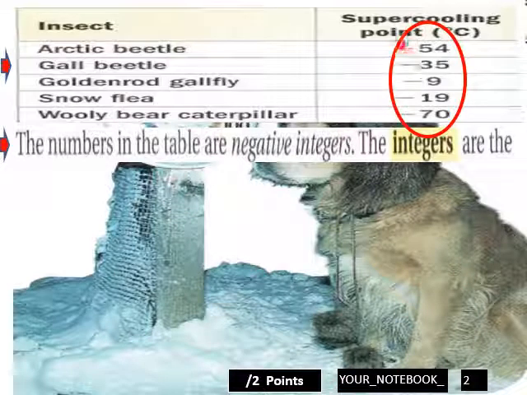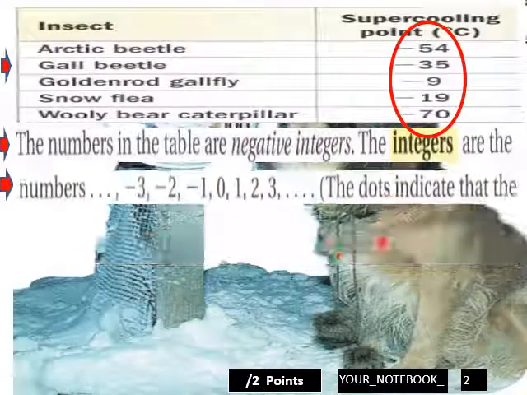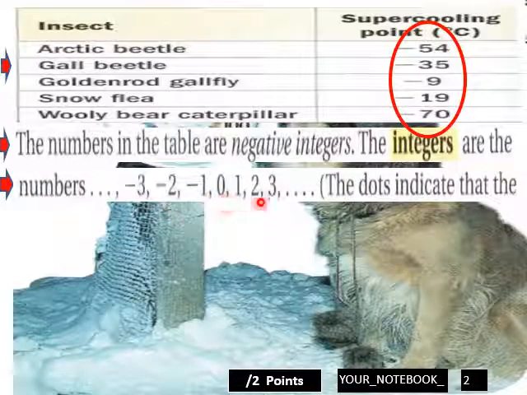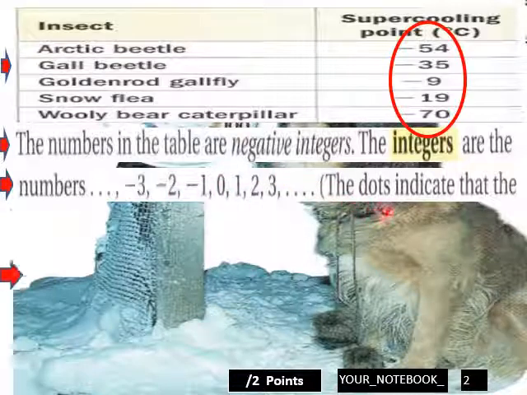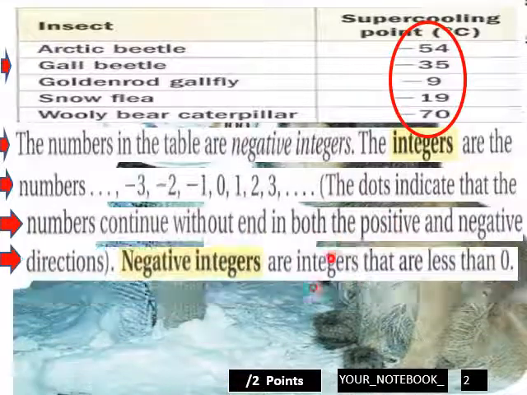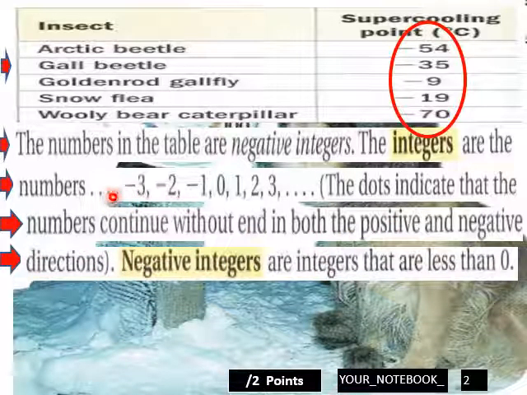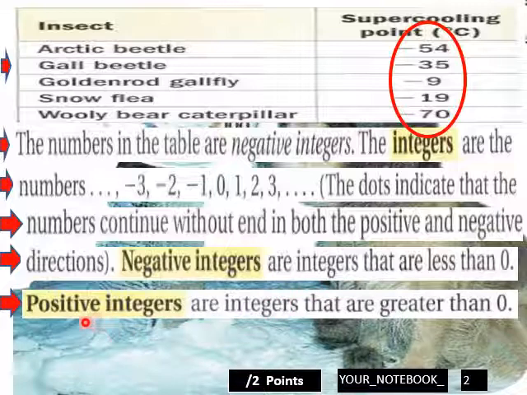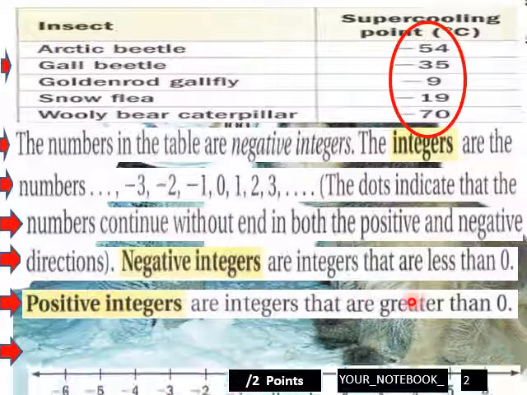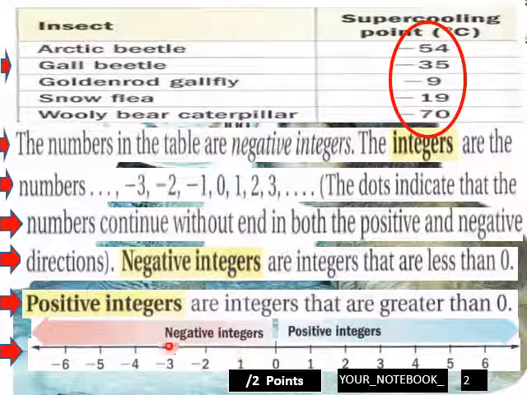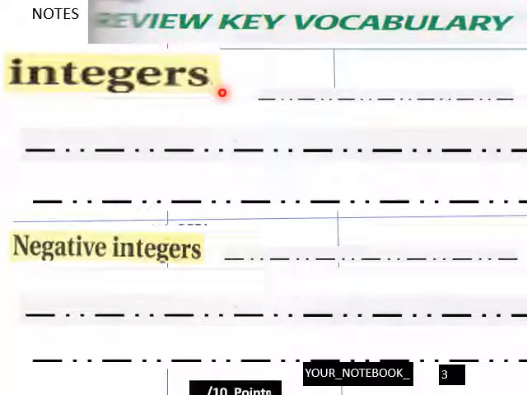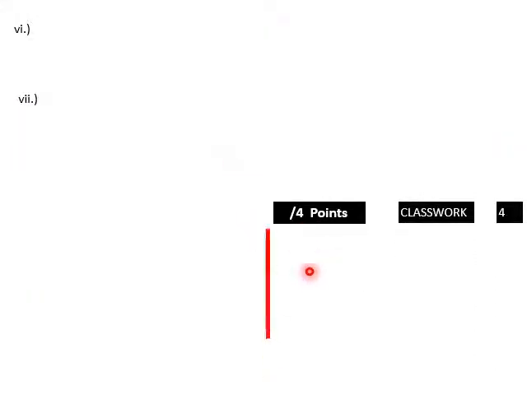The numbers in the table are negative integers. Each one of these is a negative integer. The integers are the numbers, dot dot dot, negative 3, negative 2, negative 1, 0, 1, 2, and 3, dot dot dot. The dots indicate that the numbers continue without end in both positive and negative directions. It can also be called an ellipsis, actually, but we won't go there. Negative integers are integers that are less than 0. Positive integers are integers that are greater than 0. So here's a number line. These will be negative integers here, and then these are positive integers this way. And now for you, in your own words, students, define integers, and define positive integers and negative integers.